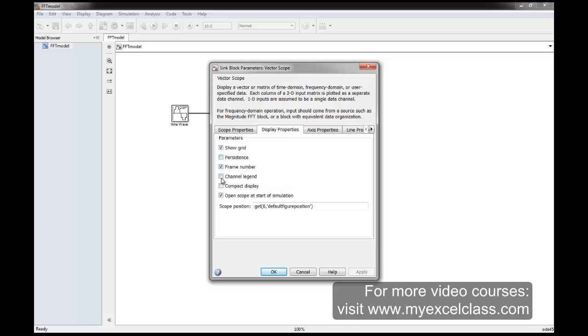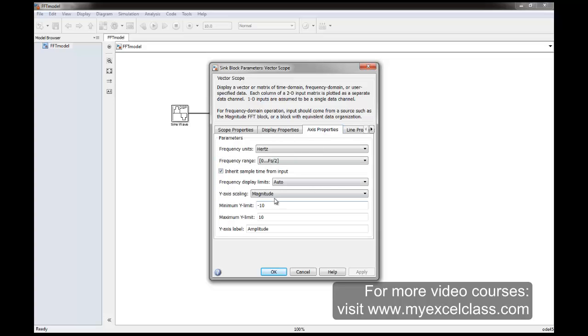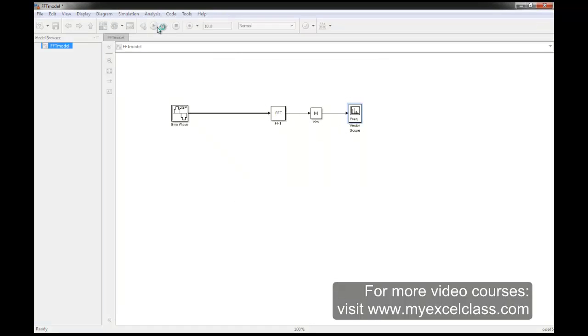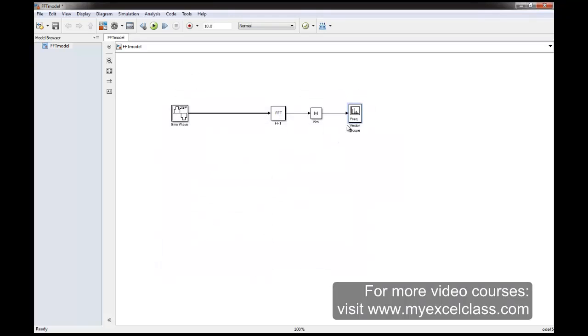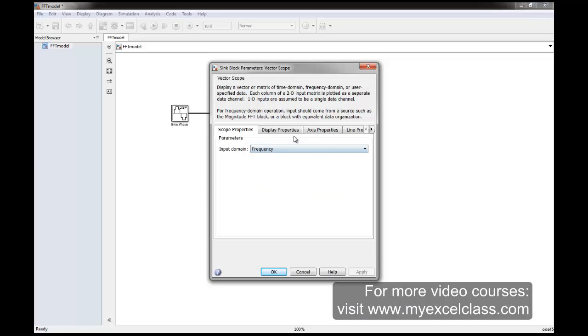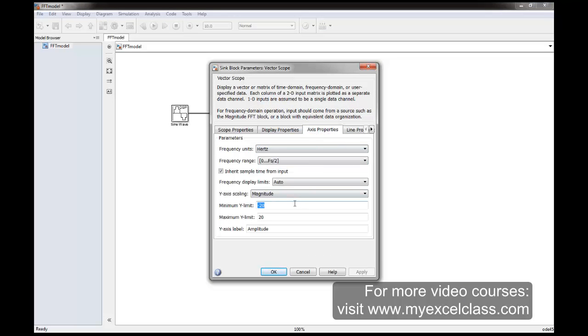Display properties, grid persistent, axis properties, magnitude. I'm increasing the limit to -20 and 20. Apply, okay, run. Yeah, you can barely see it, so let me change it again. Magnitude, so let's do 80.